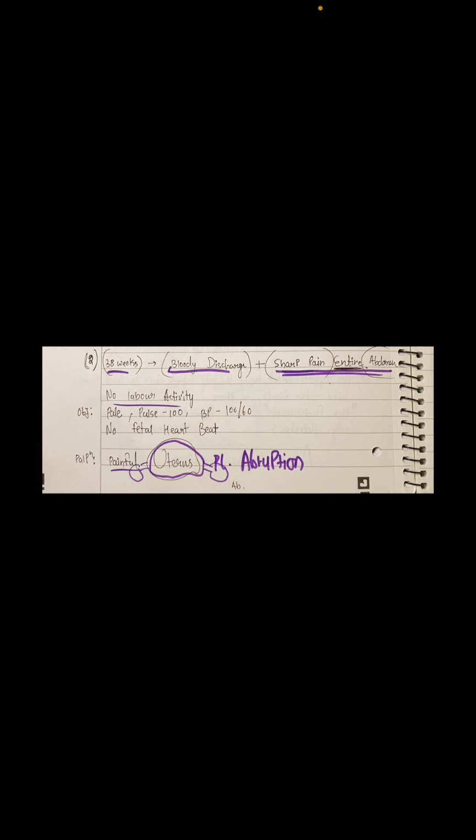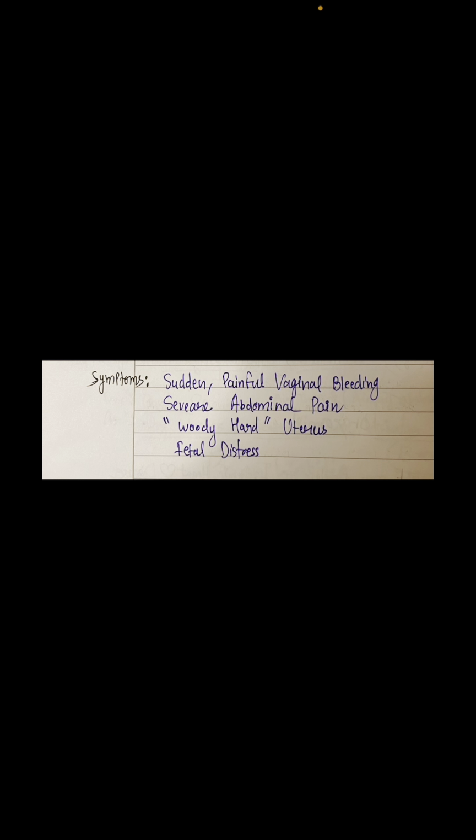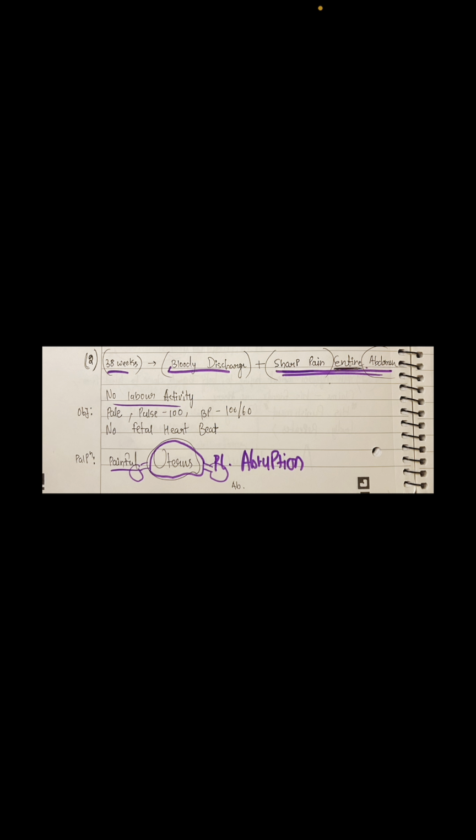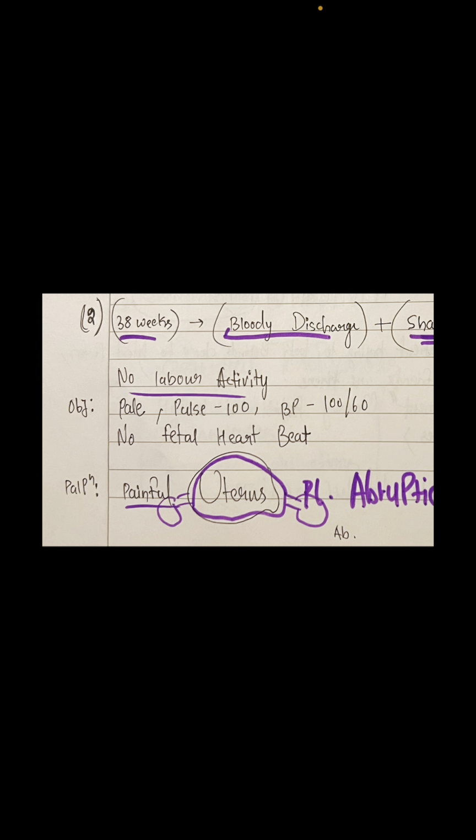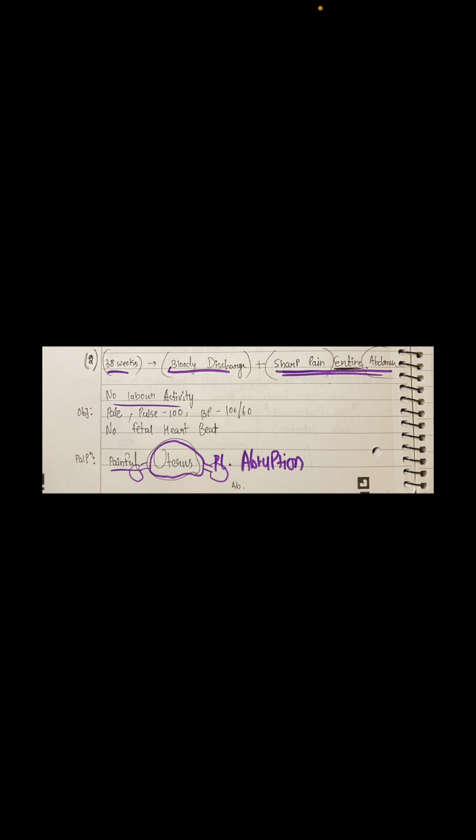The next patient is at 38 weeks. Same, bloody discharge, with sharp pain in the entire abdomen. We have seen in the symptoms that there is a sharp, severe abdominal pain, so the same thing they are highlighting right now. No labor activity is detected objectively. The patient is pale, the pulse is 100, the BP is low, and there is no fetal heartbeat. No fetal heartbeat means there is no supply to the fetus, which means the placenta got prematurely separated. So mark placental abruption. This is simple.